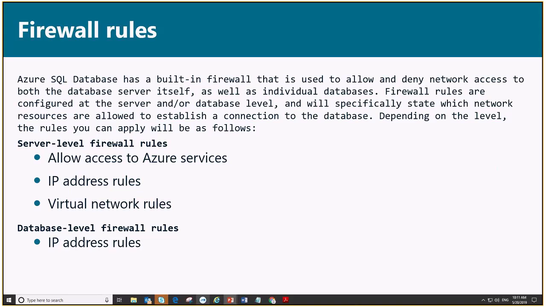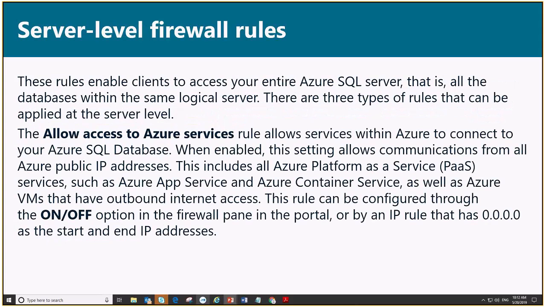A lot of stuff, and again, we're talking about the firewall rules. We have server level firewall rules and database level firewall rules. Server level allows access to Azure servers only, or IP address rules. You can create a specific IP address range from this to this. You allow or you don't allow, you can set that. You can also set up rules for a specific virtual network, the VNet. For the database level firewall rule, we only have one level. Database firewall rules you can only set up by IP address.